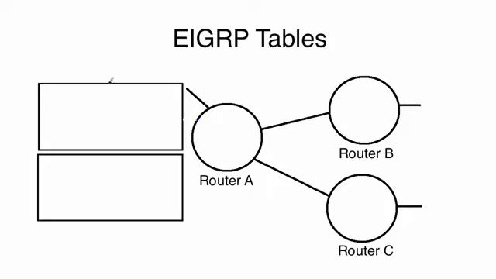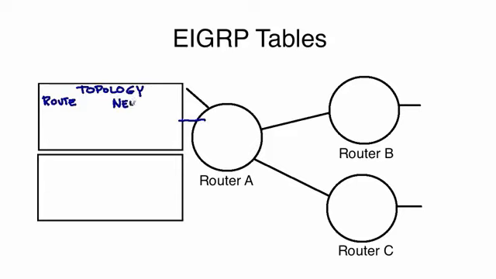We have, again, a hub and spoke design: router A, router B, and router C. Now, as soon as router A enables EIGRP, it's going to build out these EIGRP tables. And one of the tables, again, is going to be this topology table. The topology table is going to contain critical information for EIGRP to run and make the choices upon what the best path is going to be. So in the topology table, it's going to insert routes that it learns from router B and router C.